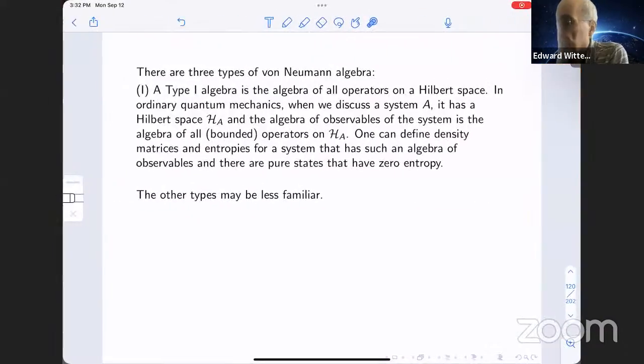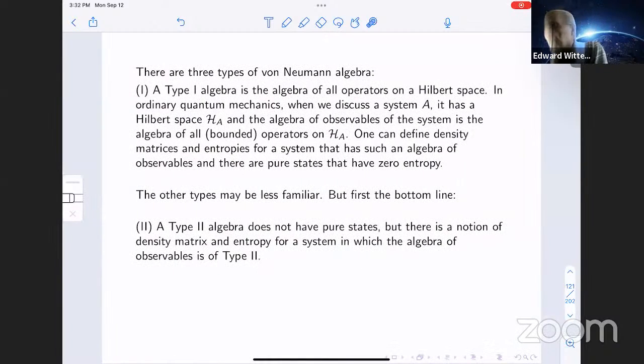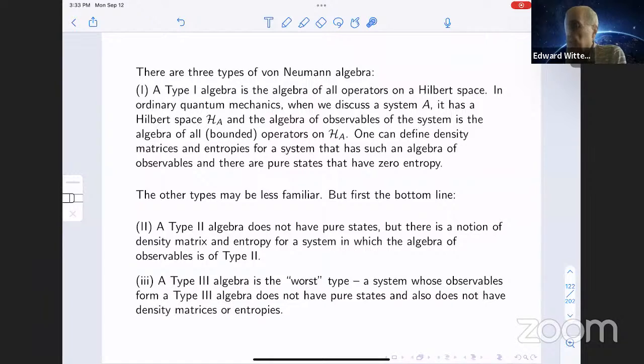The other types are less familiar. So in other words, zero entropy means that the density matrix is the projection operator onto a one-dimensional subspace of HA. The other types are less familiar, but first I'll state the bottom line. A type 2 algebra does not have pure states, but it does have density matrices and entropies. A type 3 algebra is the worst type. A system whose observables are a type 3 algebra does not have pure states and also does not have density matrices or entropies.